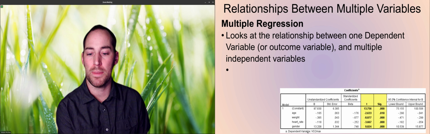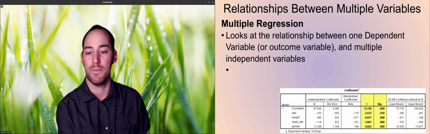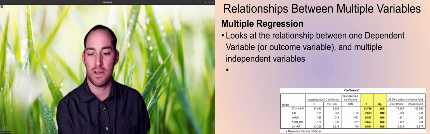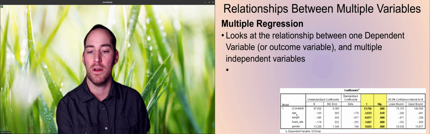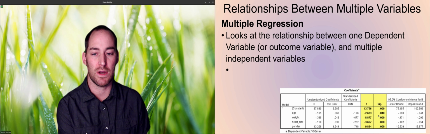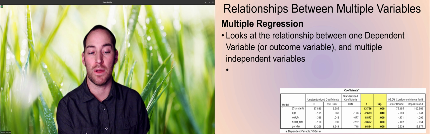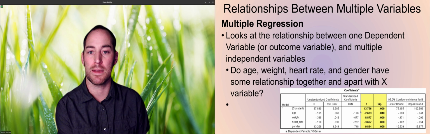So we might be looking at a variable like oxygen and how much oxygen you're taking in. Well, your gender might matter, your heart rate might matter, your weight might matter, your age might matter. So we look at all of them together in a multiple regression and see which ones matter the most. Just looking at these stats right here, age mattered the least. These other variables had a bigger impact.